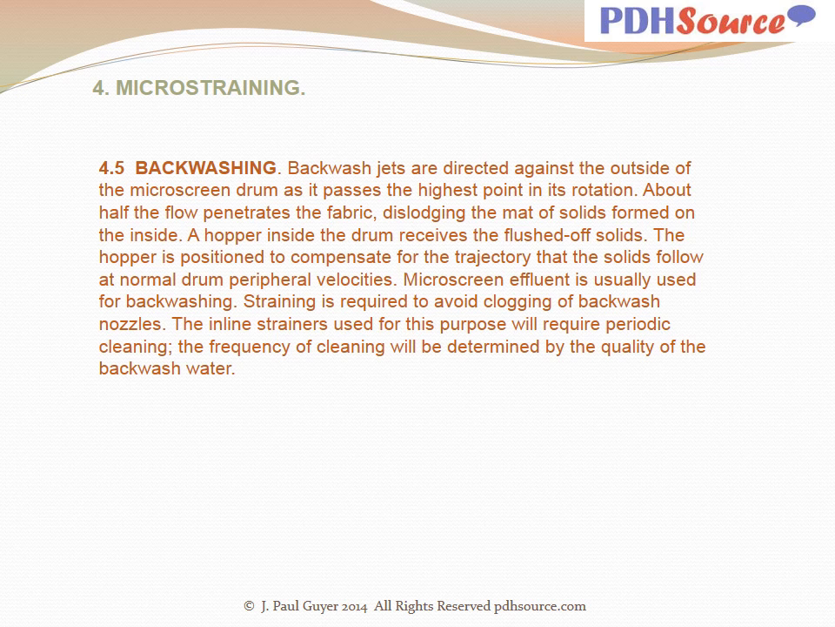Microscreen effluent is usually used for backwashing. Straining is required to avoid clogging of backwash nozzles. The inline strainers used for this purpose will require periodic cleaning, and the frequency of cleaning will be determined by the quality of the backwash water.